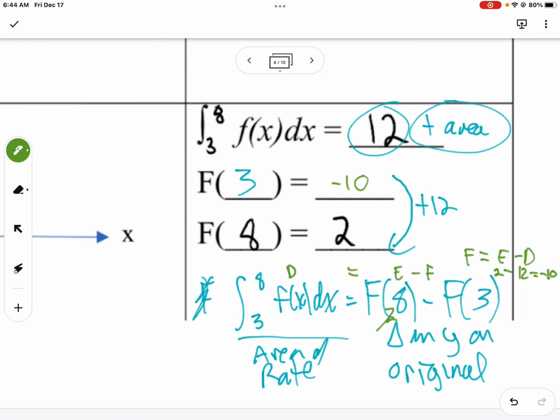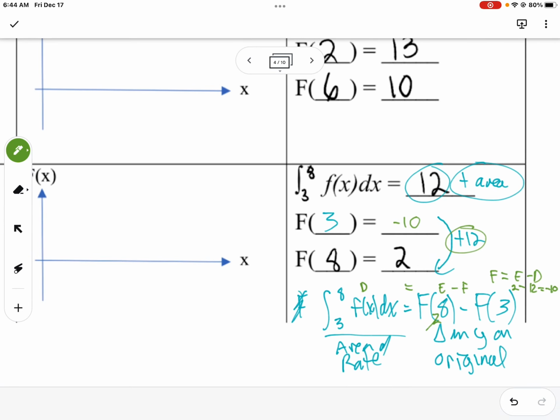Now, does that make sense? Yes, it sure does, because look at this. I had to add 12. The area was positive. So I started at negative 10 in the original, and I went all the way up to a y value of 2. The change in y value in the original is the area under the rate curve. So we know that.